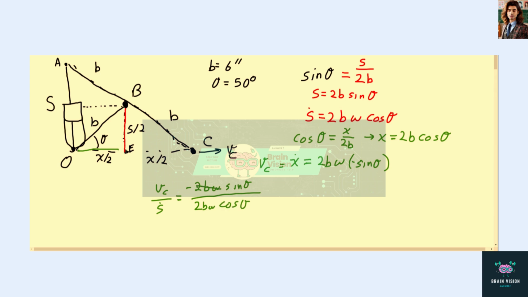Well, the 2b omegas cancel out. That's great. And we're left with VC equals negative S dot times the tangent of theta. And if we put all the numbers in for this, we find that we get a negative 2.38 inches per second, so that means it's moving at 2.38 inches per second to the left.